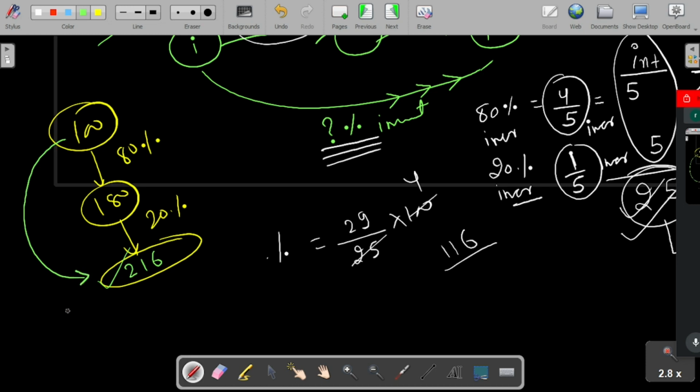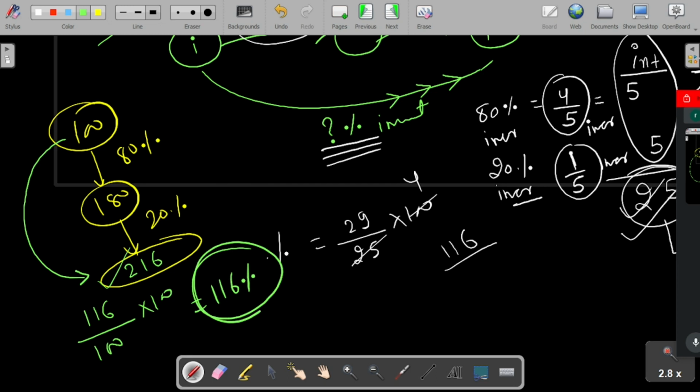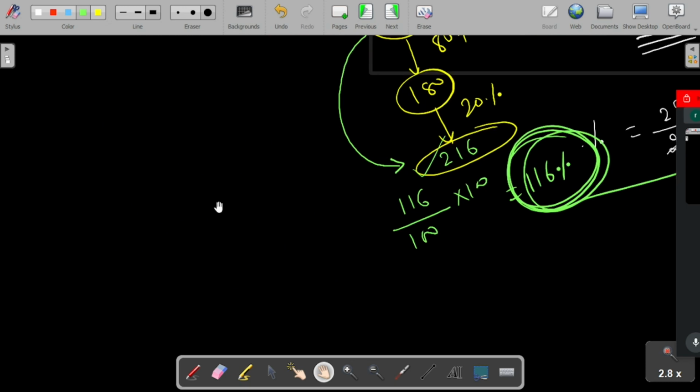How much increased overall? It's 116 upon initial 100, into 100. Are you getting the same percentage? 116%. Please see here and please see here also. Are both the same? Yes. So I think now you have understood the importance and concept related to this.